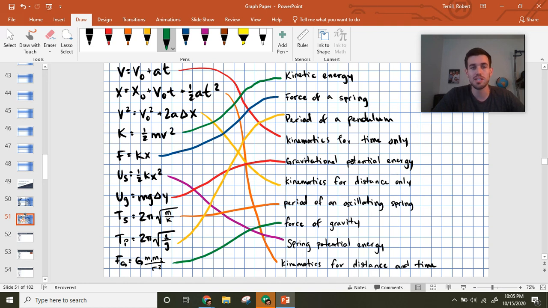Then we have gravitational potential energy. Our next two equations are period equations. They're how long it takes for an oscillation. The first one, T sub S, would be the period of a spring. And then T sub P would be the period of a pendulum. And then finally, we have the force of gravity equation, G m1 m2 over r squared. That one's kind of a throwback equation. We haven't really used that one at all in this unit, but it seemed like something we could throw in here in practice.